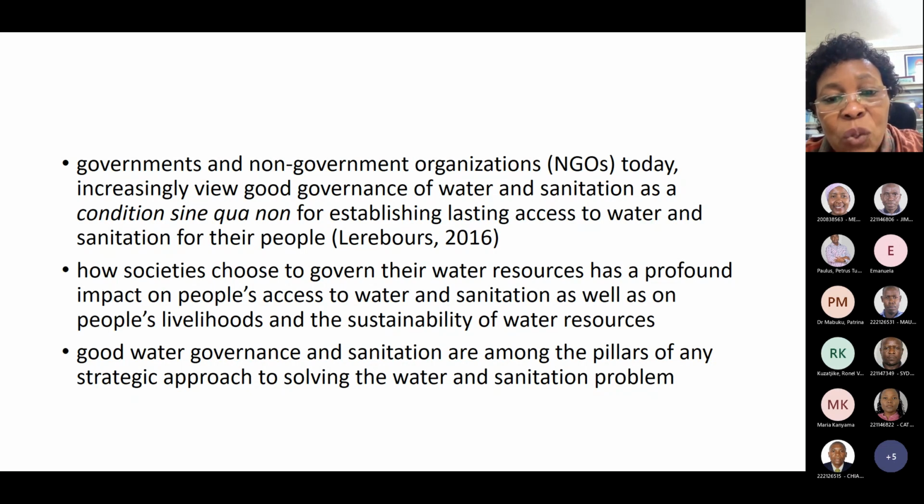And how societies choose to govern their water resources has a profound impact on the people's access to water and sanitation, as well as on the people's livelihoods and sustainable water resources management. And good water governance and sanitation are among the pillars of any strategic approach to solving water and sanitation problems.